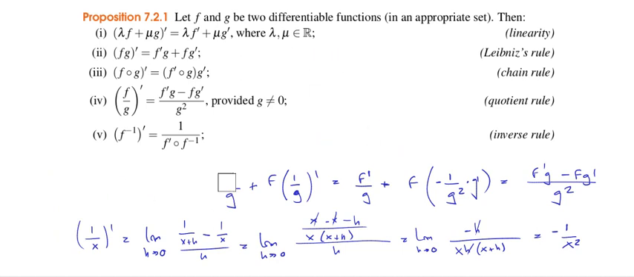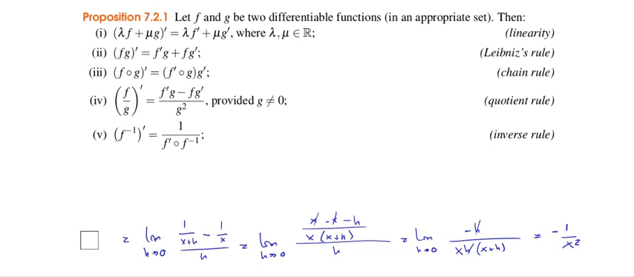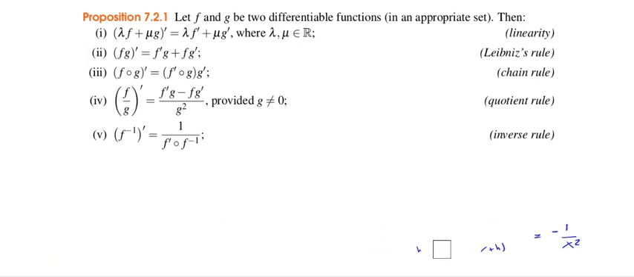Okay, and then the final property is that the derivative of the inverse is 1 over the derivative of f at f inverse. Well, in order to prove this, we're going to use this property of the inverse, which is that f composed with f inverse at x is going to be x, right? Now we differentiate both sides.